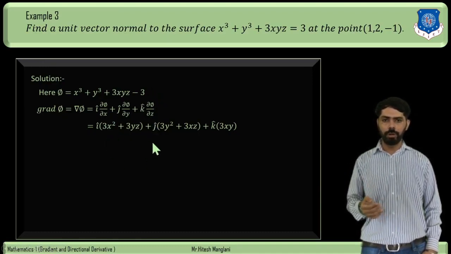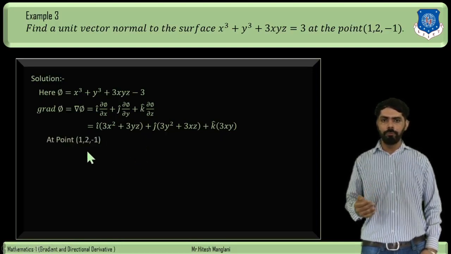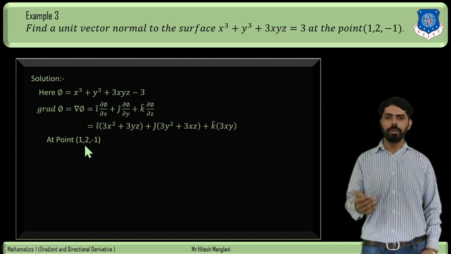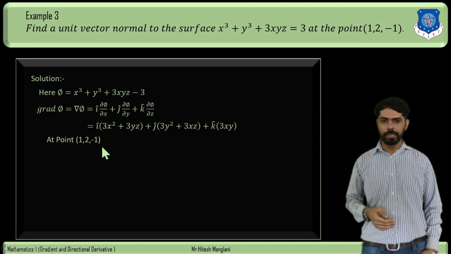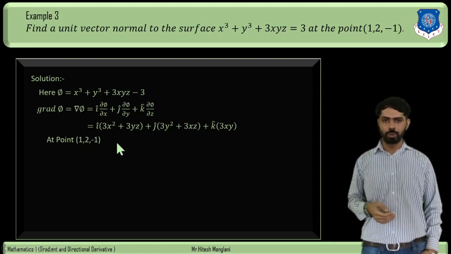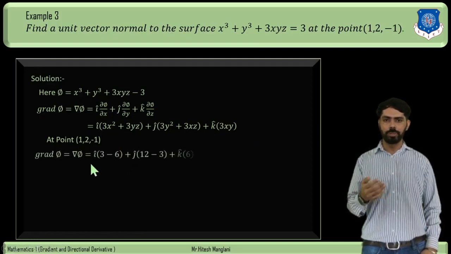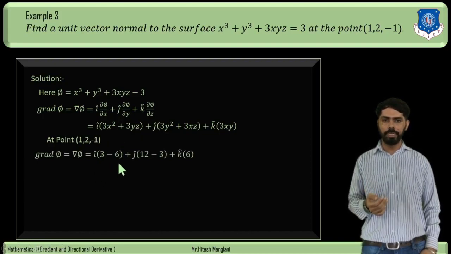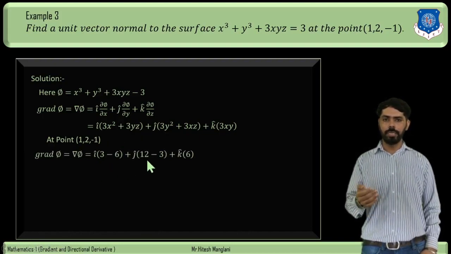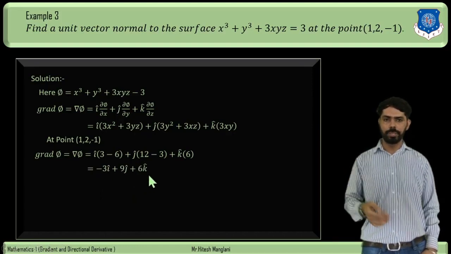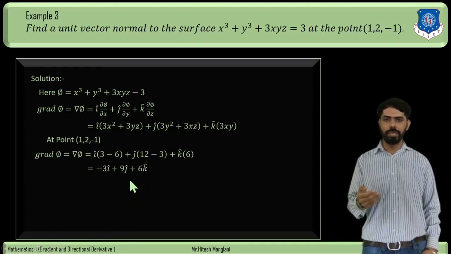Now we will have to find out gradient phi at the point 1, 2 and minus 1. So for that we will replace x by 1, y by 2 and z by minus 1 in this result. So it will be i in bracket 3 minus 6 plus j in bracket 12 minus 3 plus k in bracket 6. So this can be written as minus 3i plus 9j plus 6k. So this is the answer of gradient phi.